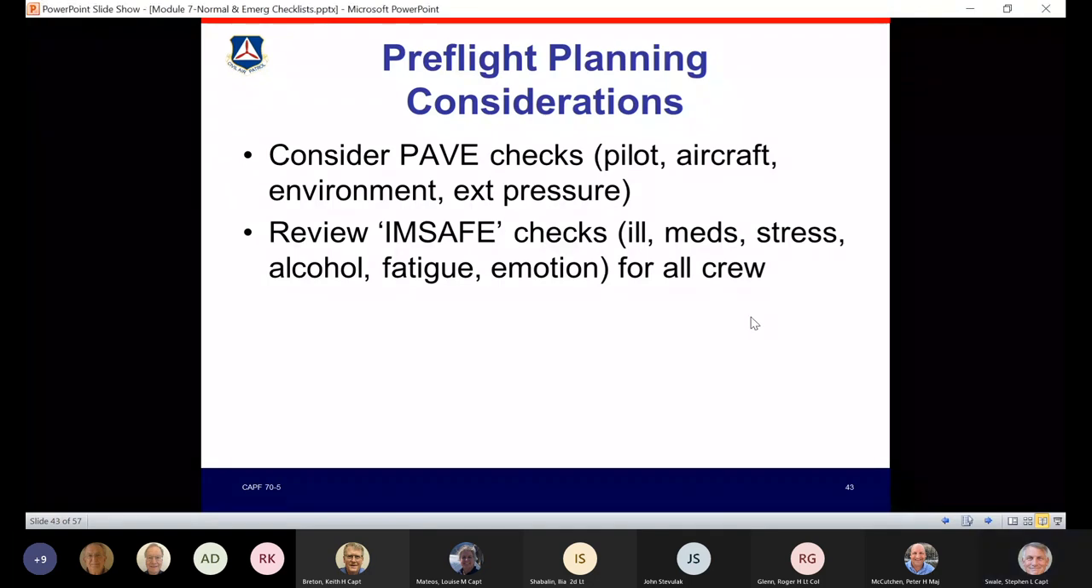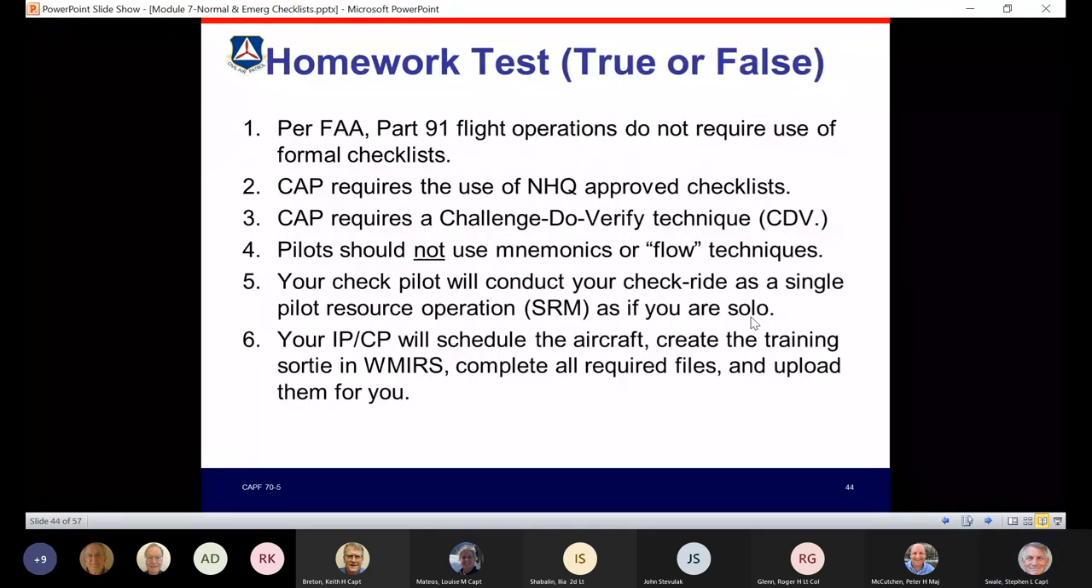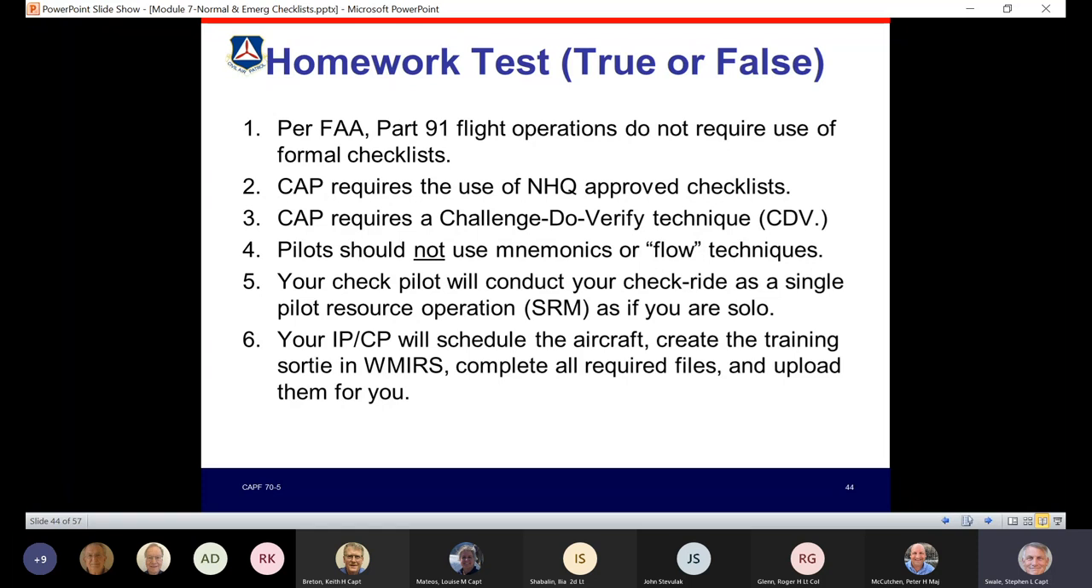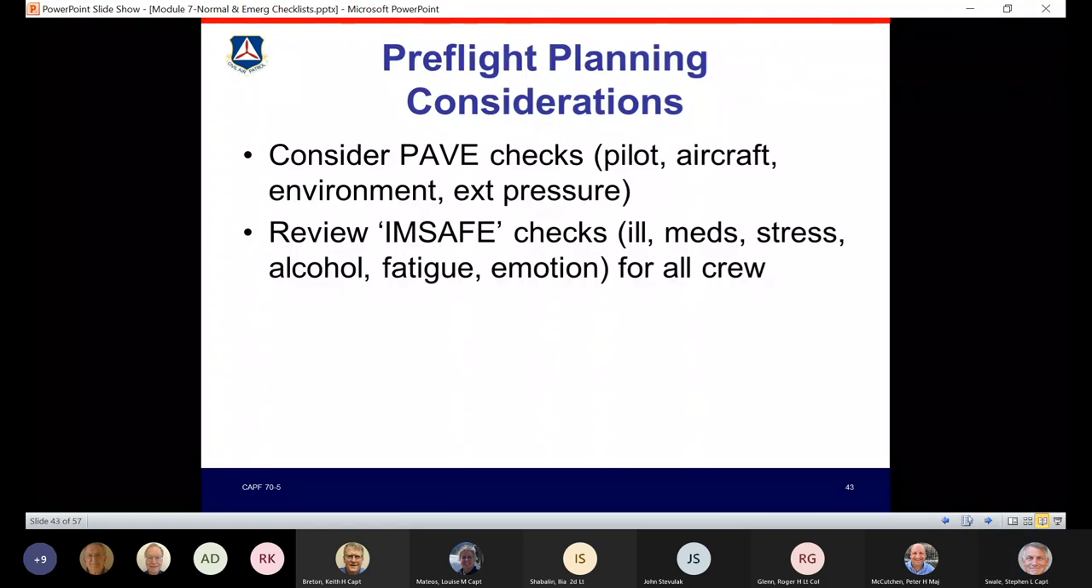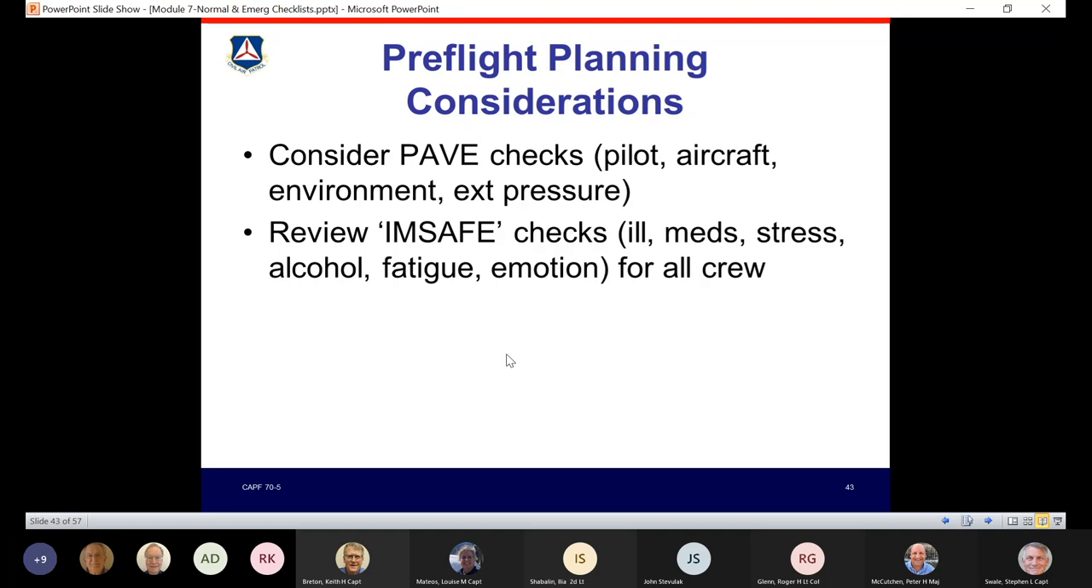And you might have personal minimums or personal limits that exceed the requirements for CAP. For instance, for me, alcohol, I just have a personal rule that I don't drink 24 hours in advance of the flight. Yeah, it's more than what's required, but that's just my personal limit. So you might have your own personal limits for some of these items, which is okay.